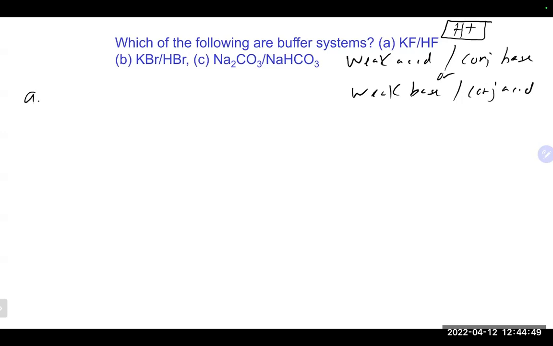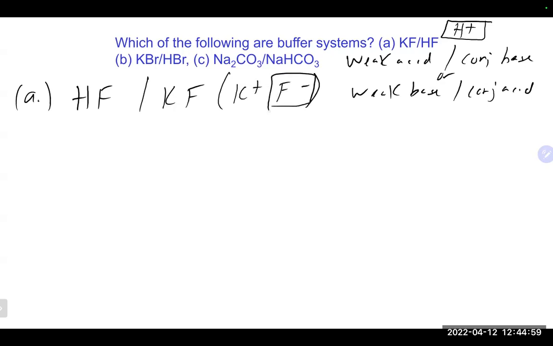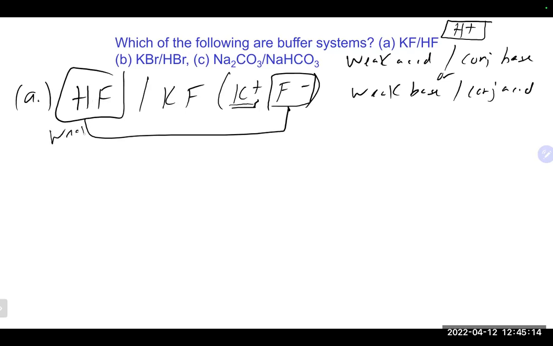So if we look at A, that is HF and potassium fluoride. Potassium fluoride is K plus and F minus. F minus and HF, that is a difference of 1 H plus between them. This is why it's called the salt of its conjugate base, because KF makes it the salt. This is a weak acid, HF, and that would be its conjugate base. So this should be a buffer, yes, in this situation. Any questions on that one?